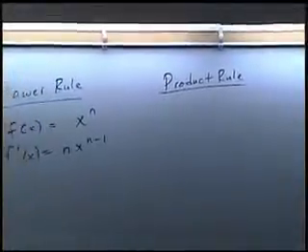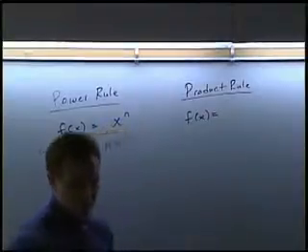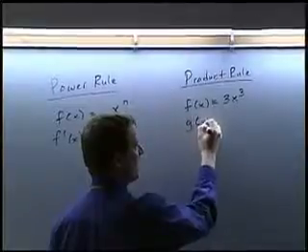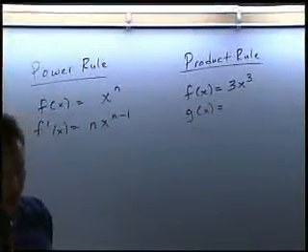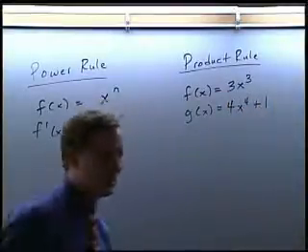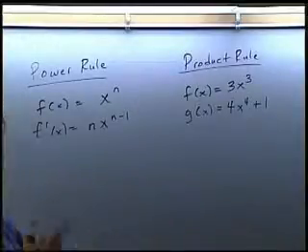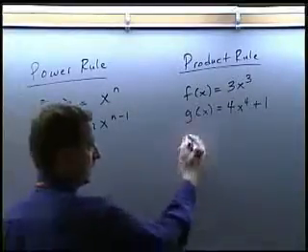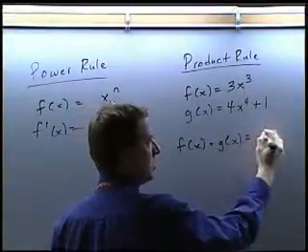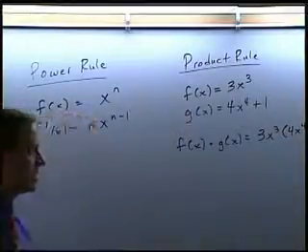I want to look at a specific example here. What if we have a function f of x, which is defined by 3x to the third, and then we have another function g of x, which is defined as 4x to the fourth plus 1. Our goal is to multiply these together and find a derivative. So f of x times g of x. I'll just be rewriting it at this stage. All right, so this is our function.